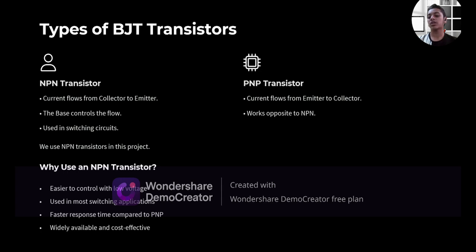Why do we use an NPN transistor? Because it is easier to control with low voltage, used in most switching applications, has faster response time compared to PNP, and is widely available and cost effective.